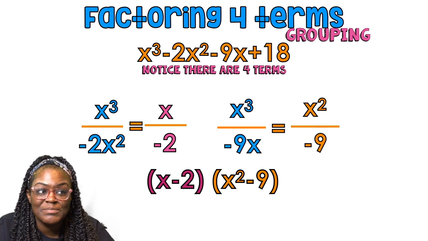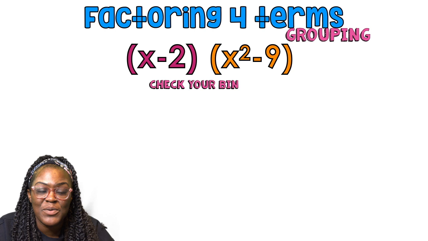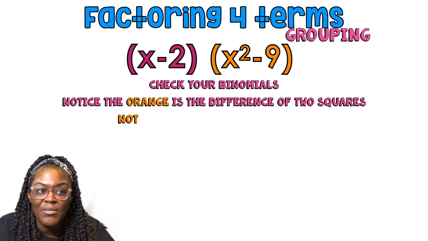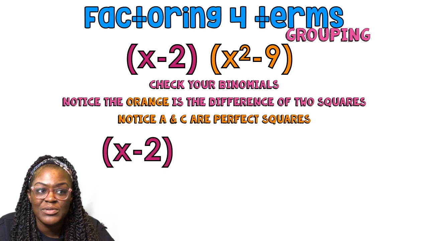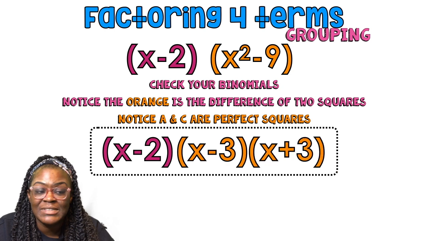And then x squared minus 9 is the difference of two squares. So I'm going to factor that. I'm going to get x minus 2 and then x minus 3, x plus 3. I don't know why it works.